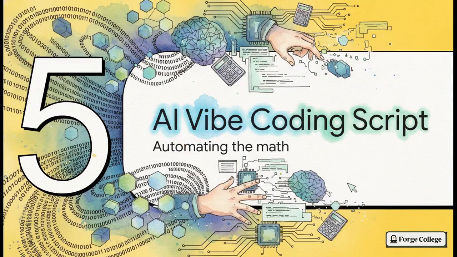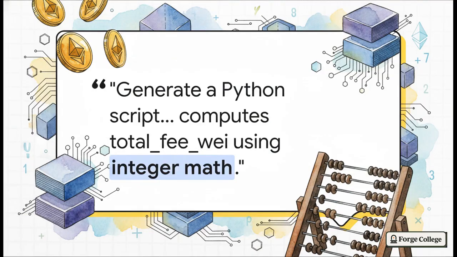Section 5, AI Vibe Coding Script, Automating the Math. Okay, take a breath. You have officially survived the manual math. You can definitely frame this next section in your mind as your reward. Now that you intimately understand the exact mechanics, let's learn how to make artificial intelligence do all this heavy lifting for us by generating an AI Vibe coding script.